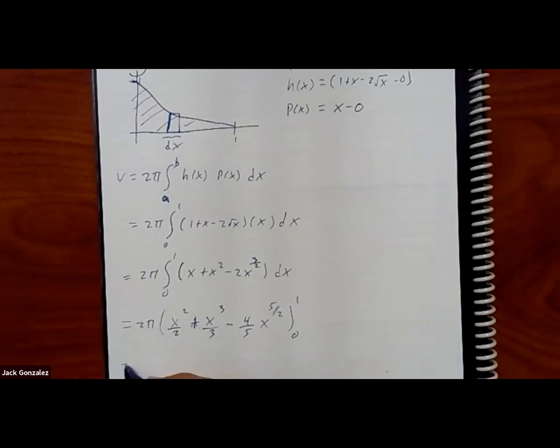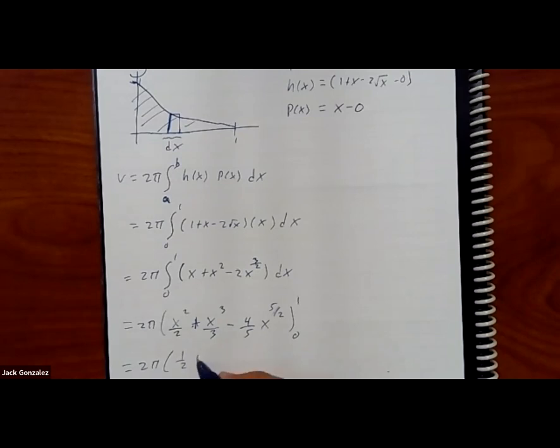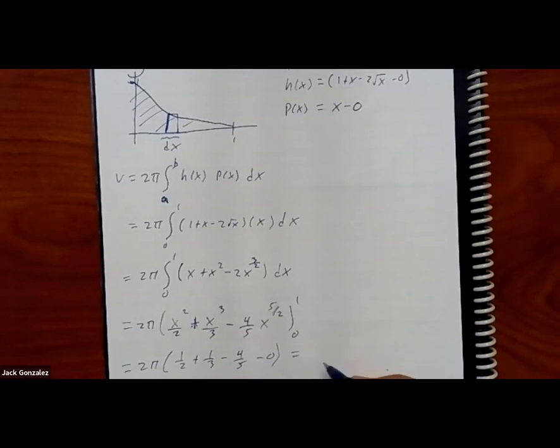So just plug in the 1 and we're good. That'll be 1/2 plus 1/3 minus 4/5 minus 0, which is something.